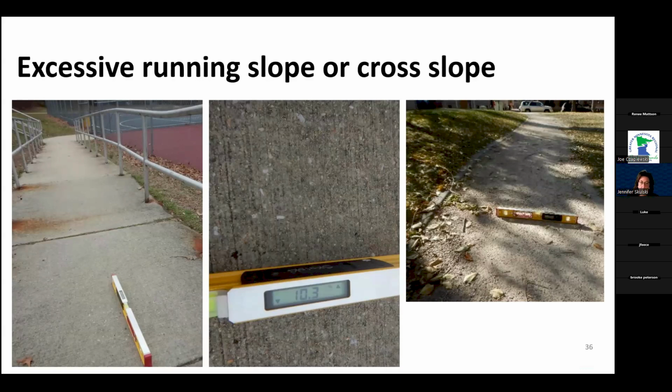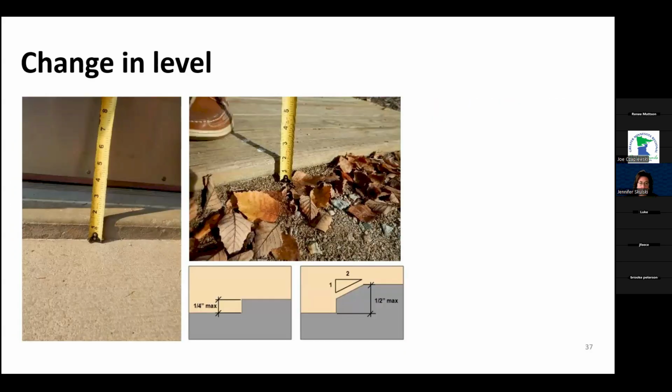So that means that the surface has been installed, but the way that it was installed or the way that it's been top dressed or maintained exceeds the maximum allowable either slope or cross slope. We also see changes in level. This is probably the number one thing that I write up when it comes to accessibility assessments in parks and recreation areas.